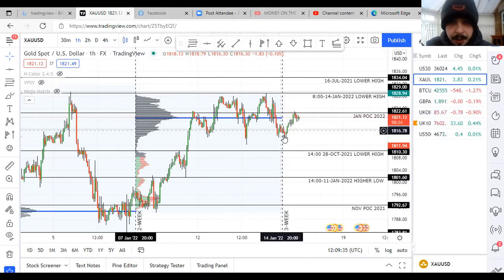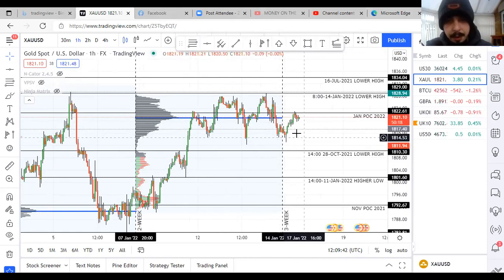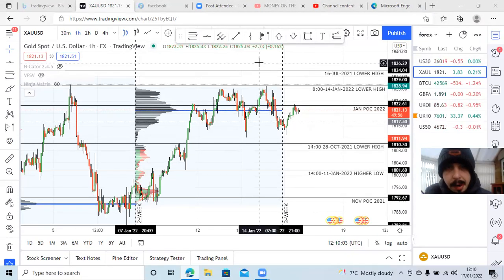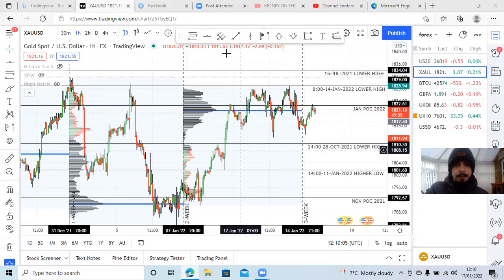Even at a low lot size, I think it works out at about a pound a pip at one lot for gold, if I remember rightly. So you've nearly £500 there. That's you done for the day. Okay, so I'm going to stop the share there now.